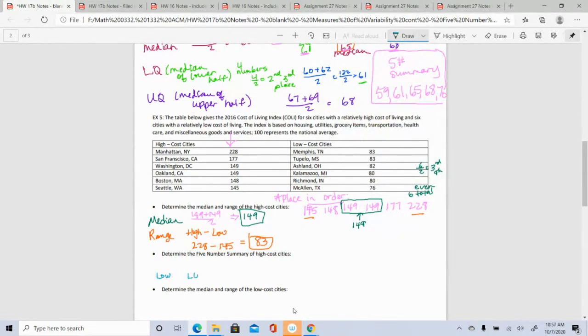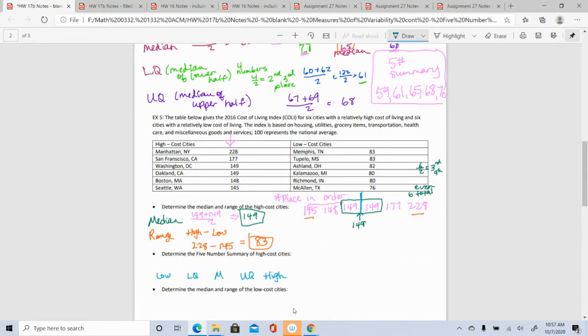Low number, lower quartile, median in the middle, upper quartile, and then the high number, right? So we have to find the lower quartile and the upper. Do we exclude any numbers on this one, or are we going to use all the numbers? All the numbers. We're going to use all of them because there wasn't a median in this list of numbers.